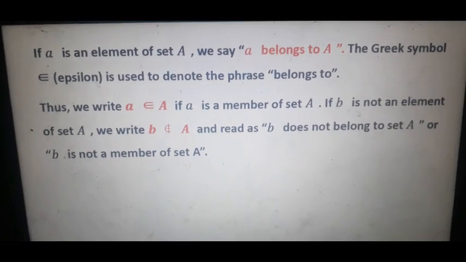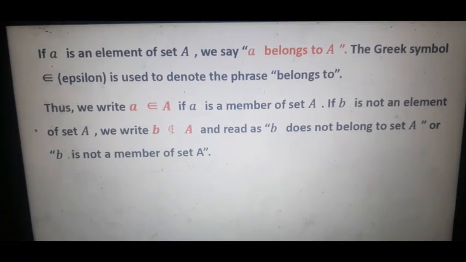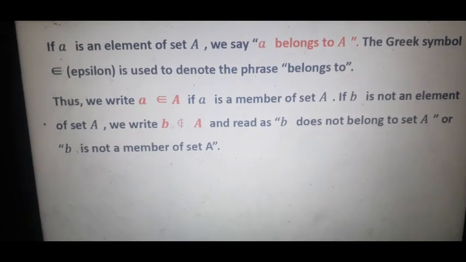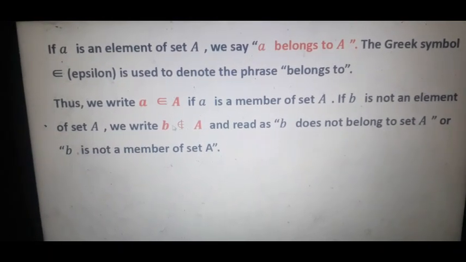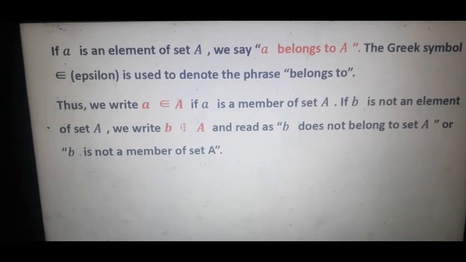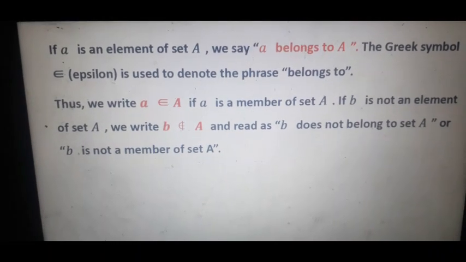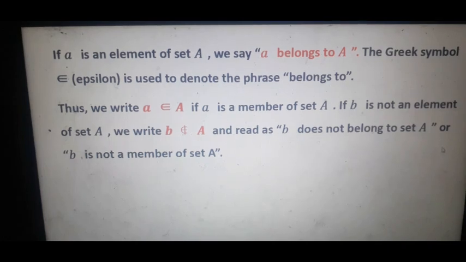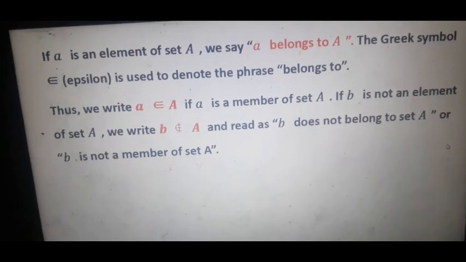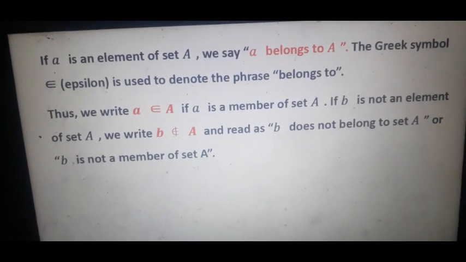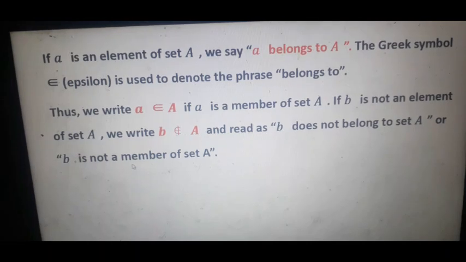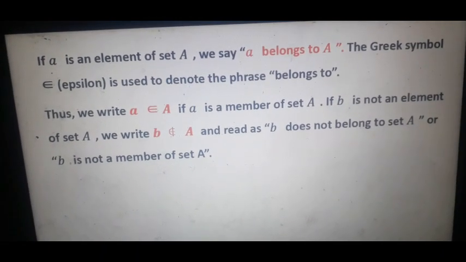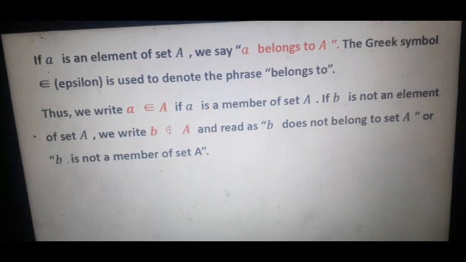If not, for example, if b is not an element of set A, we write b is not an element of set A, using a crossed symbol. And I read it as: b does not belong to set A, or b is not a member of set A. So it is denoted by the symbol.